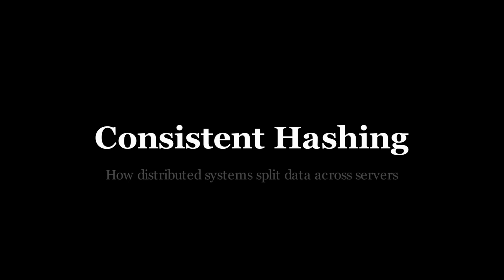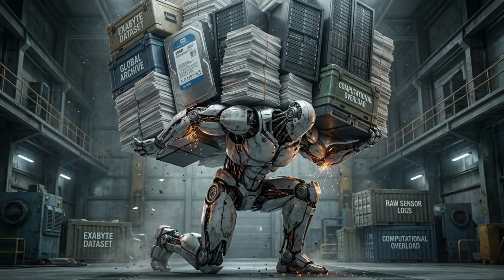But what happens when one machine isn't enough? Every structure we've covered so far assumes one thing, that all your data lives on a single machine. One table, one disk, one box. But what happens when the dataset gets so big that one machine physically can't hold it?